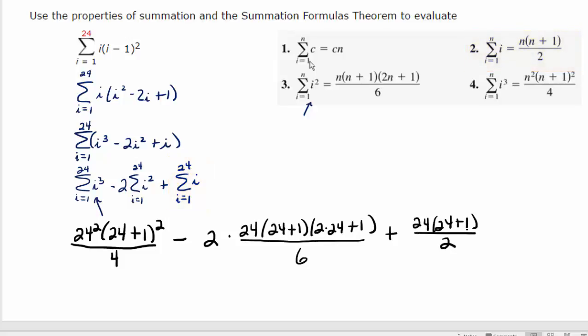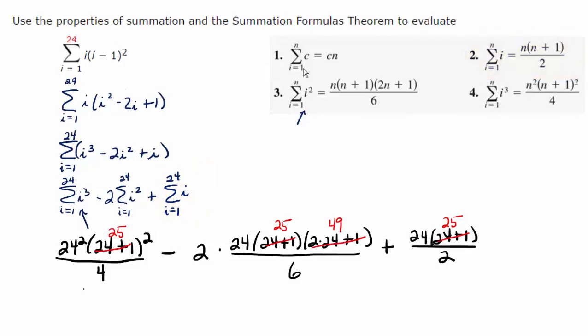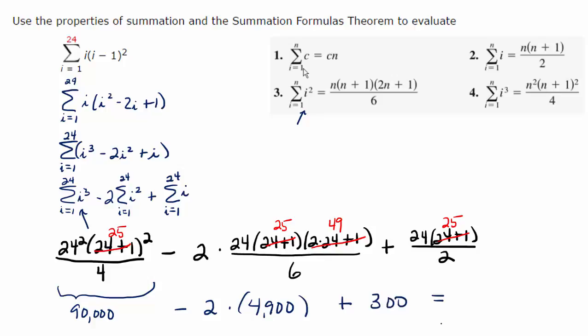And then we just have some simplifying to do. So using the calculator, we have 24 squared times 25 squared over 4. That's going to come out to 90,000 minus 2 times 24 times 25 times 49 over 6 comes out to 4,900 plus 24 times 25 over 2 comes out to 300. So we have a total of 80,500.